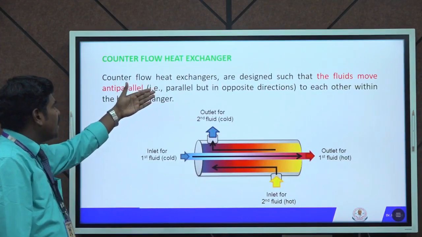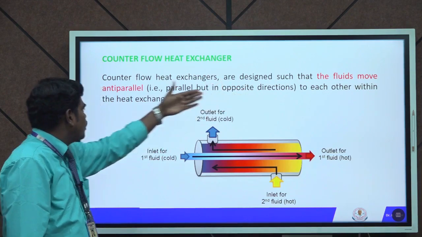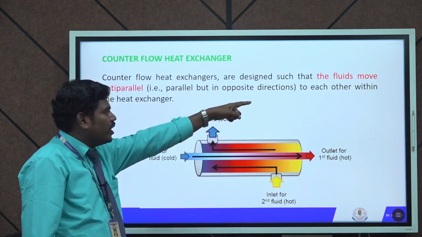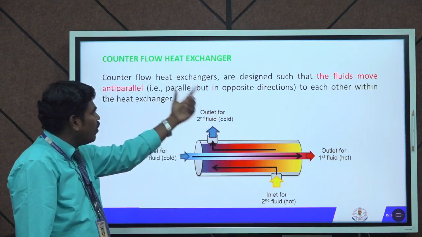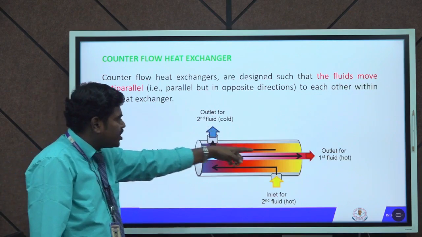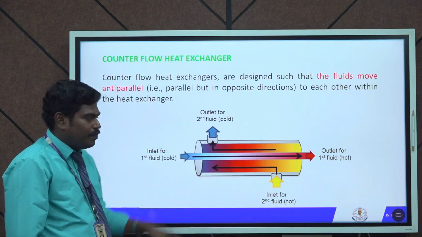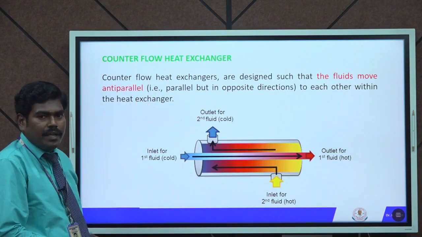This is a counter flow heat exchanger. Counter flow heat exchangers are designed such that the fluids move anti-parallel, that is, parallel but in opposite directions to each other within the heat exchanger. In the schematic representation of the counter flow heat exchanger, the directions of the fluids are opposite to each other and parallel. This type of heat exchanger is a counter flow heat exchanger.